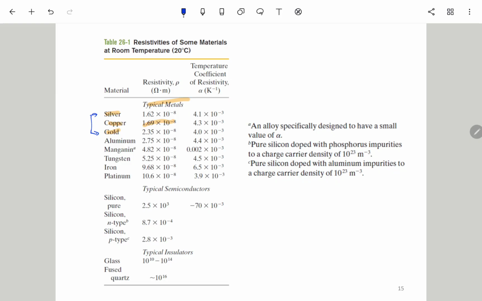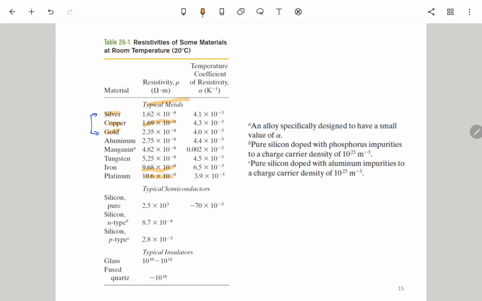And actually, the aluminum has an even higher resistivity, and so on and so forth. And the metal iron has a quite high resistivity, and also the platinum.